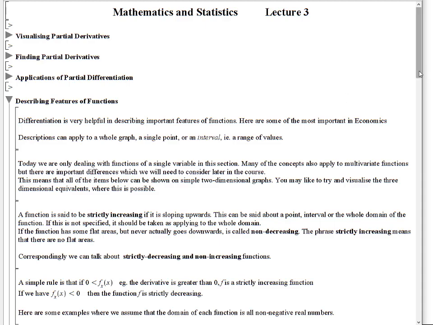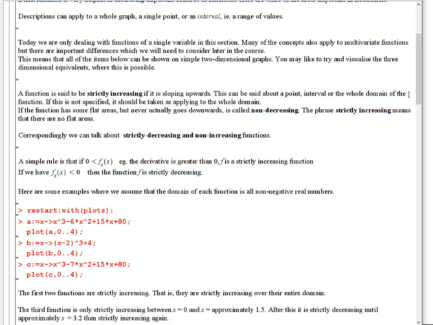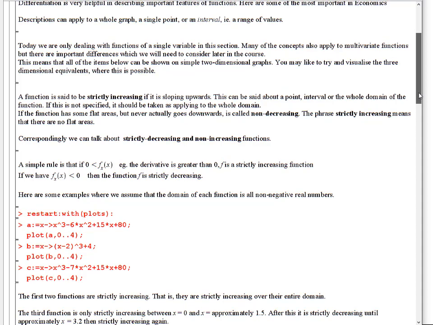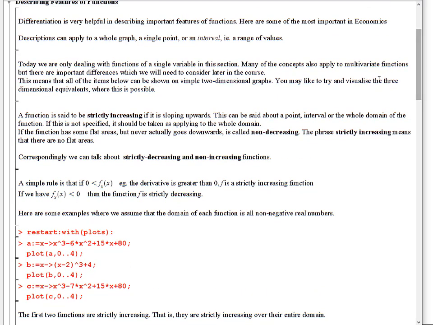So, the main point of this is that you're quite likely, when you're reading articles and books, particularly quite technical material, to find that people will throw in these quite difficult sounding words like strictly increasing or quasi-convex or strictly concave, and it's useful if you understand what they mean. So I won't go through this very slowly.